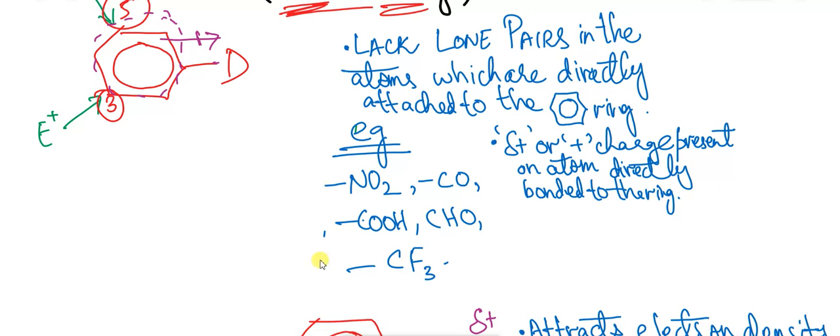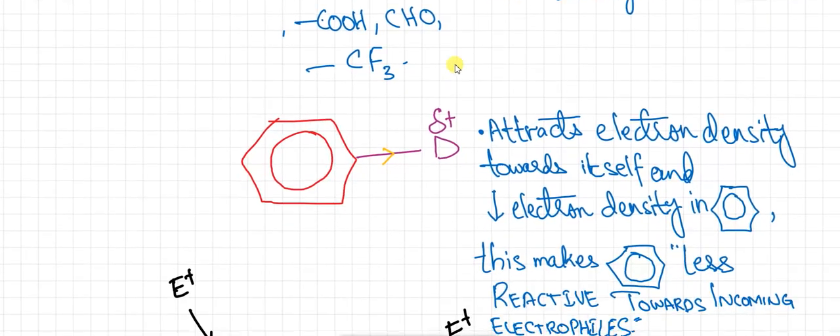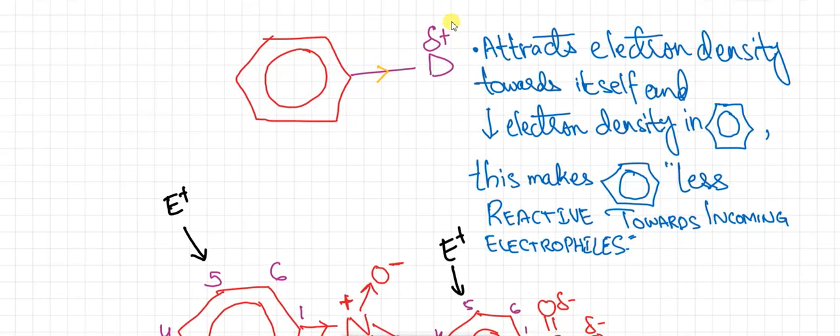Some common examples in the past papers which came: the NO2 group, the nitro group, the C double bond O, the ketone group, the carboxylic acid group, the aldehyde group, and CF3 group. All of these are basically deactivating groups. They are 3,5 directing groups. Okay, now let's talk about how they work.